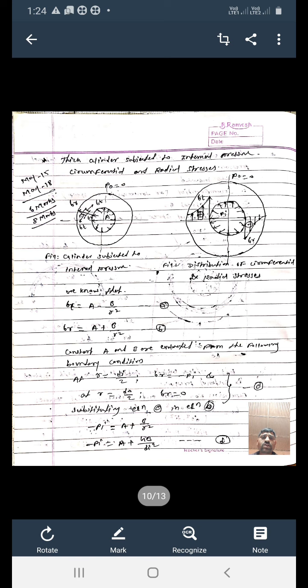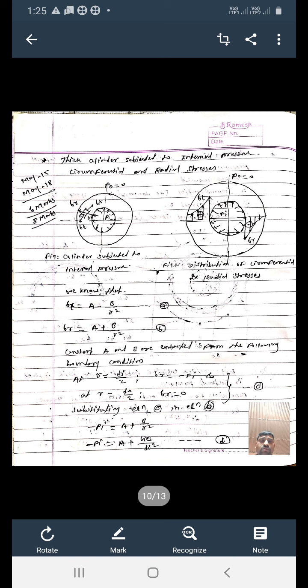Which boundary conditions? At r is equal to di by 2, the internal diameter of the cylinder divided by 2, if you put this in the equation, then you will get sigma R is equal to minus Pi. And the second boundary condition, r is equal to do by 2, then you will get sigma R is equal to 0. I will write here equation number C.